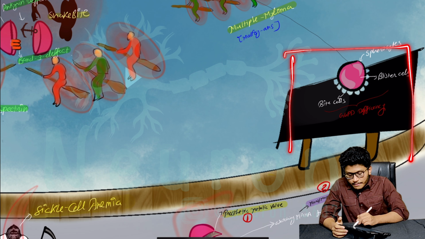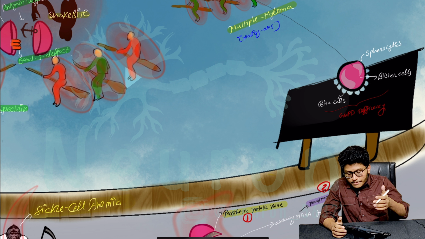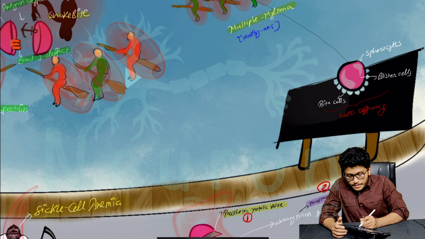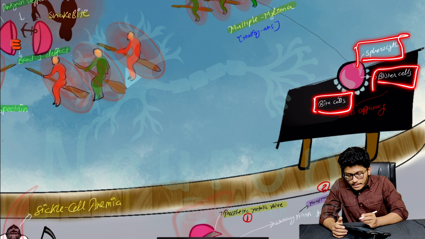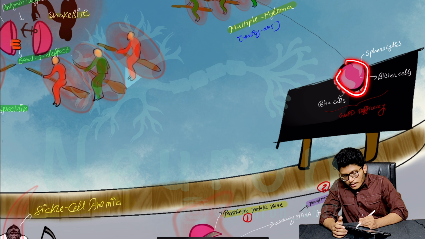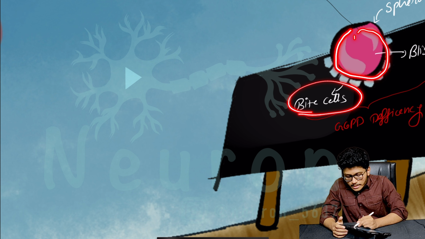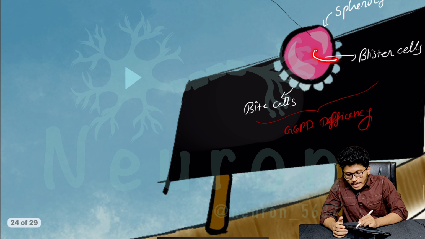So this Maha TV indicates G6PD deficiency. In G6PD deficiency, which cells are seen? So in G6PD deficiency, bite cells, blister cells and spherocytes are seen. So this HDTV is biting this sphere-shaped ball which looks like a blister. So this is HDTV biting this sphere-shaped cell which is looking like a blister.